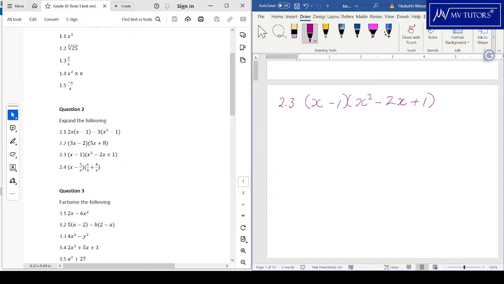There we go. So principles don't change. I'm going to say x times x squared, which is x cubed. Cubed is a 3. And then x times minus 2x, which is minus 2x squared. And then I've got x times plus 1, which is plus x. And then minus 1 times x squared is just minus x squared. And then minus 1 times minus 2x is plus 2x. And then minus 1 times a positive 1 is just minus 1.